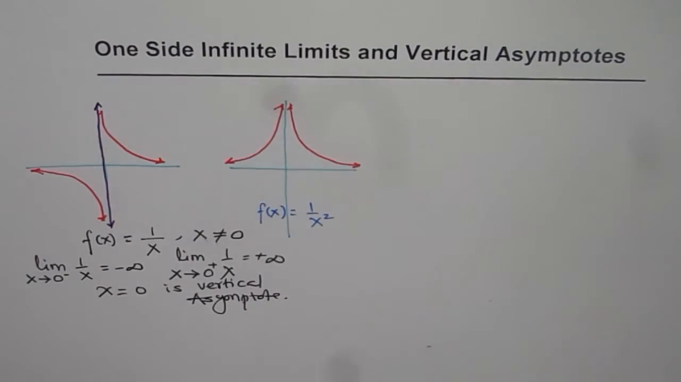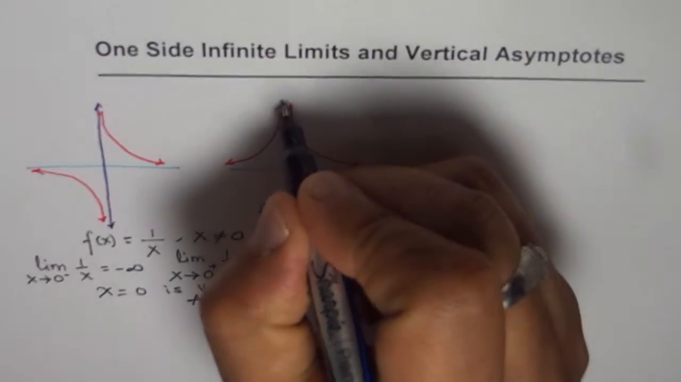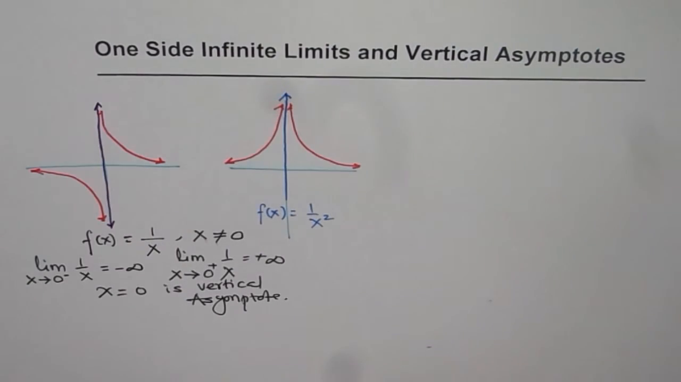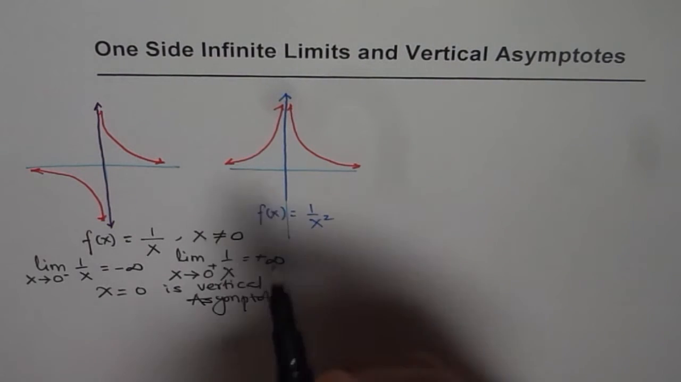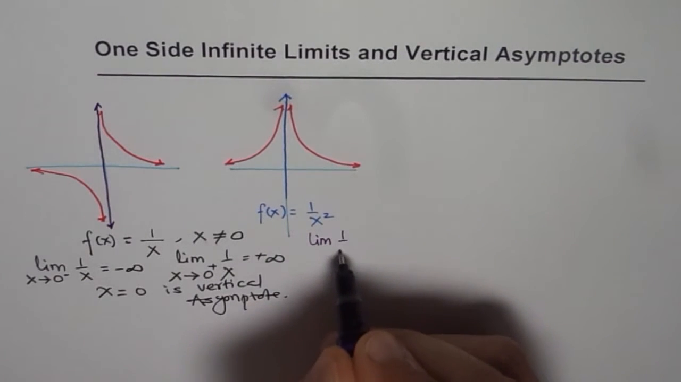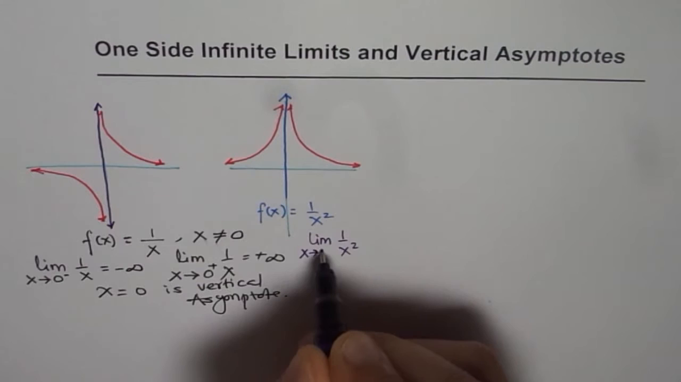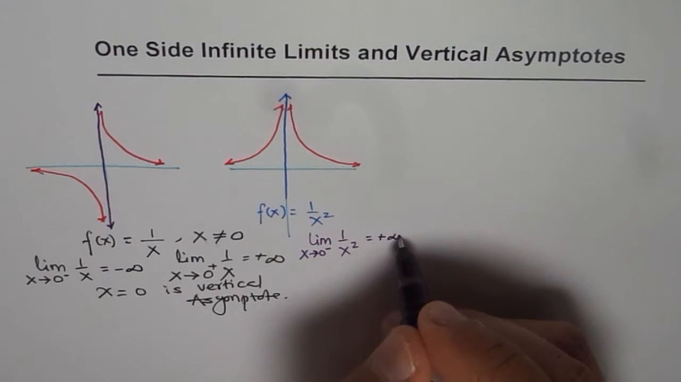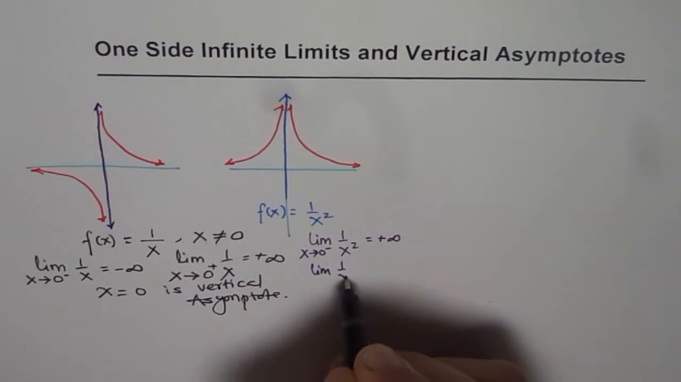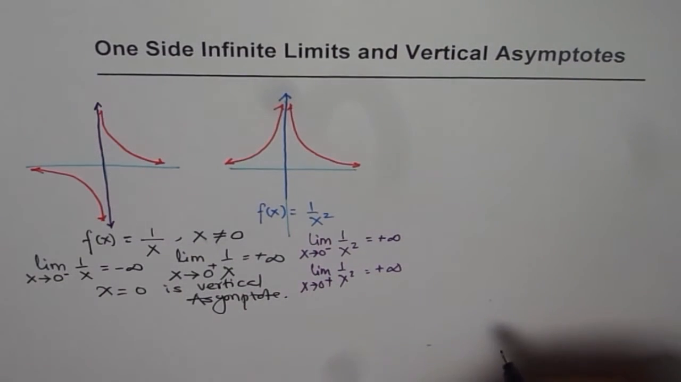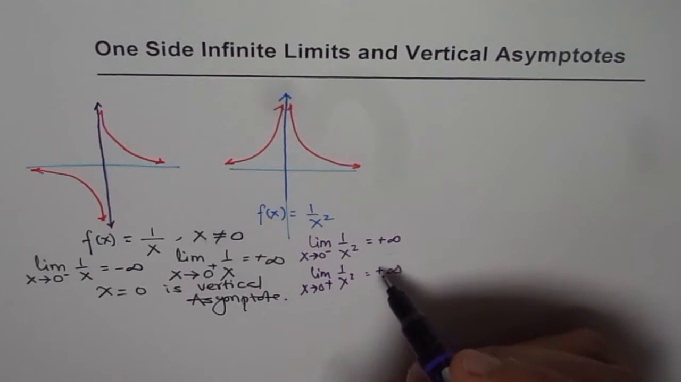Now in this case, what do we observe? Can you tell me? What has happened to the function? And does it have a vertical asymptote? It does. What we observe here is that the limit of the function 1 over x squared, as x approaches 0 from the negative side, is equal to plus infinity. And the limit of 1 over x squared, as x approaches 0 from the plus side, is also equal to plus infinity. Well, in both the cases, the limit does not exist.